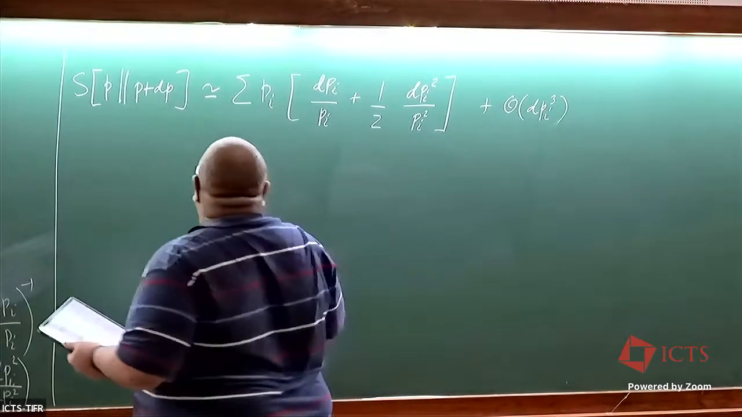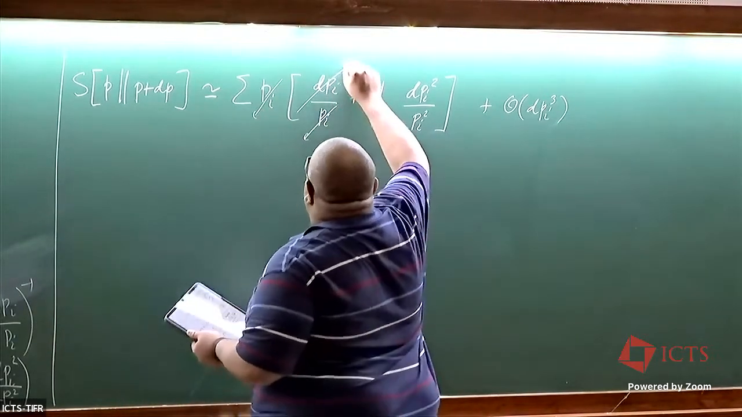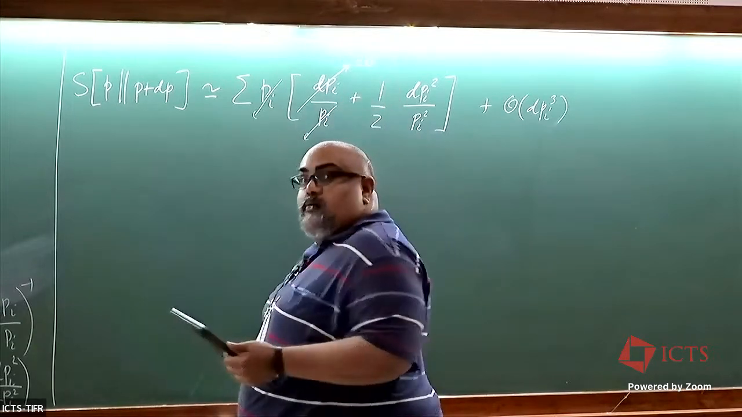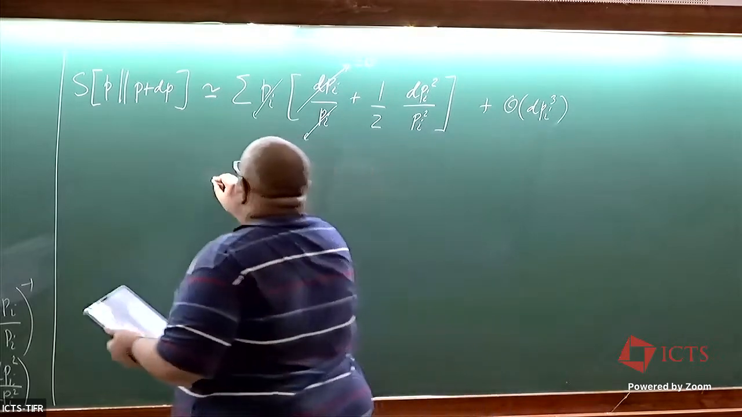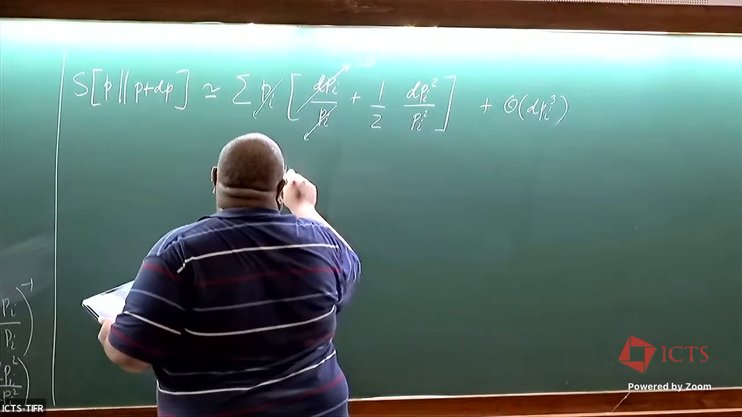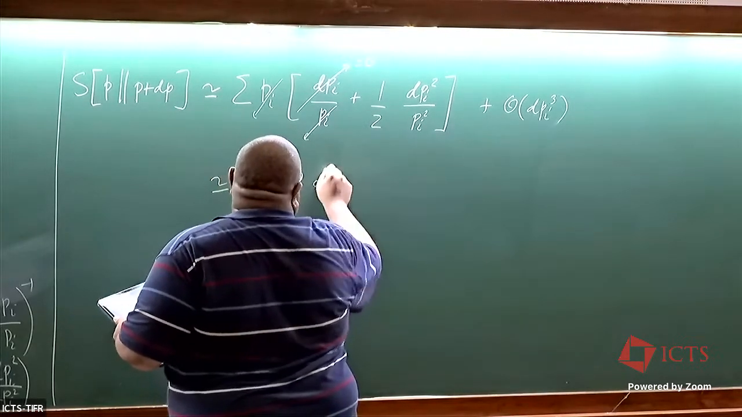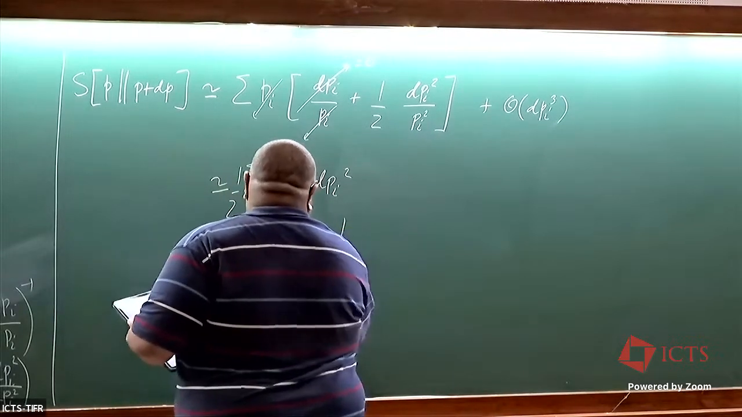This quantity, when you sum over, this cancels and that cancels to 0. You see that? And the leading order term is the sum over i of 1 over p_i times dp_i squared with a half. And that's just the Fisher information.